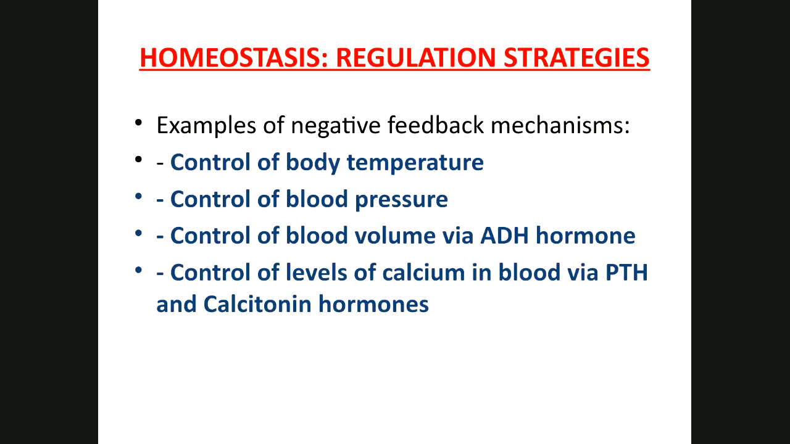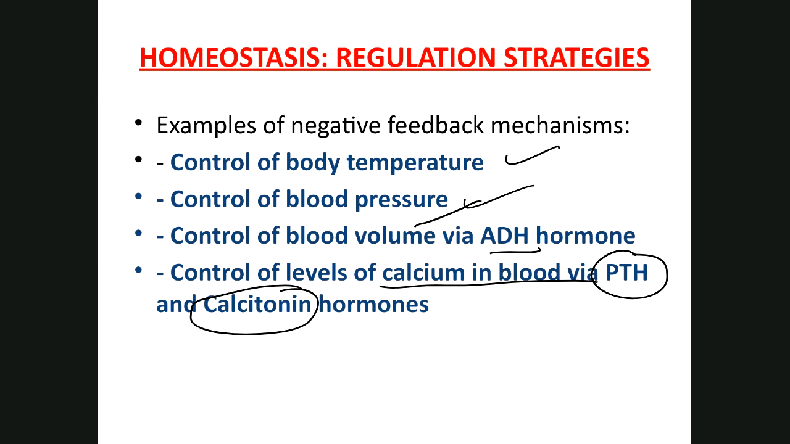There's a long list of mechanisms that utilize negative feedback to keep variables within a normal range. Control of body temperature, control of blood pressure, control of blood volume via hormones like ADH, control of calcium blood levels via two hormones, PTH and calcitonin. So receptors are monitoring these variables.